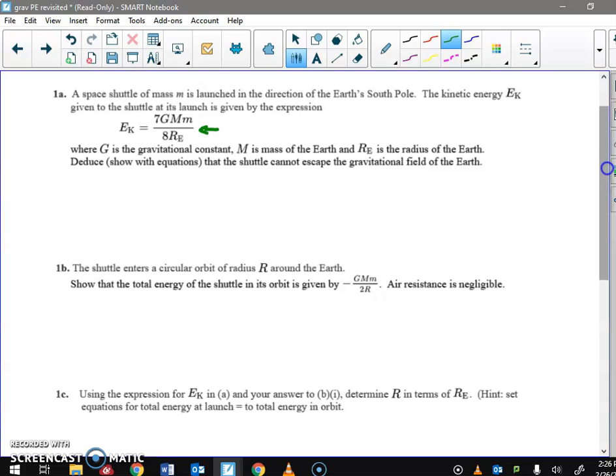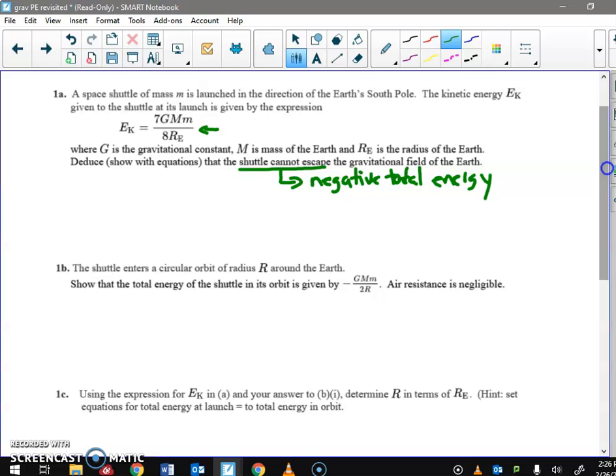So note that it's not in terms of 1/2 mv squared, but rather based on the derivation we did before, because this is going to make it a lot easier. So we want to show that this shuttle cannot escape. How do you know that? We want a negative total energy. That's what you want to show, that the total energy of that space shuttle is negative.